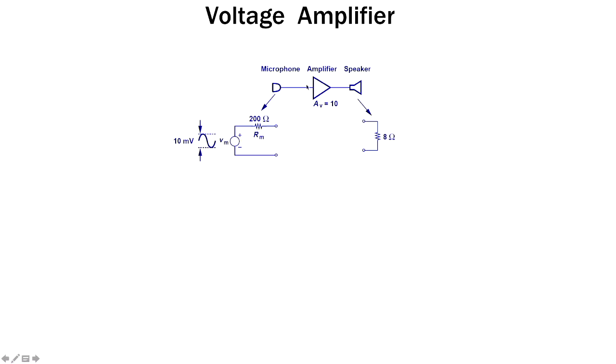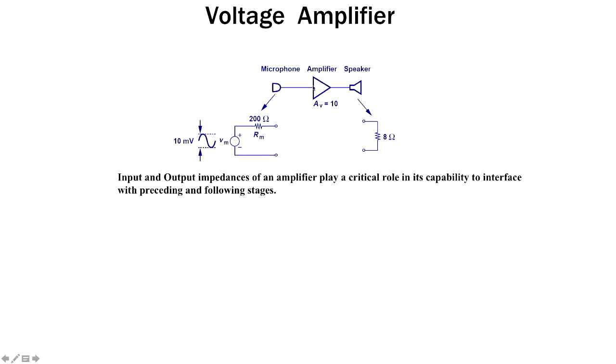Then when you connect that to the amplifier, the input impedance of the amplifier plays a big role. Why? Because the input and output impedance of an amplifier play a critical role in its capability to interface with the preceding and the following stages, which is very important. This is an example. So now you connect your voltage amplifier.